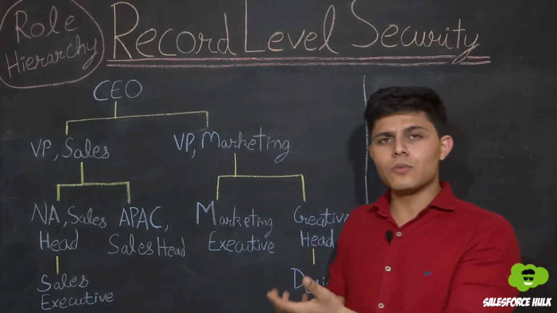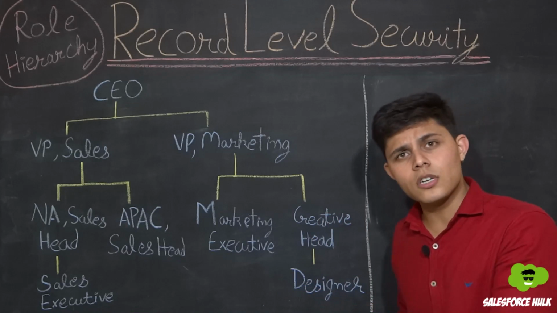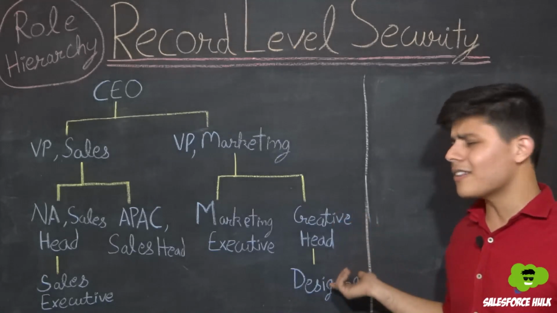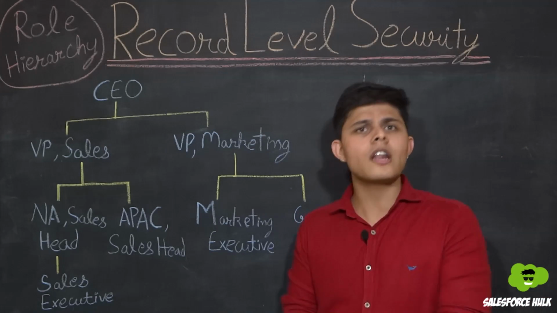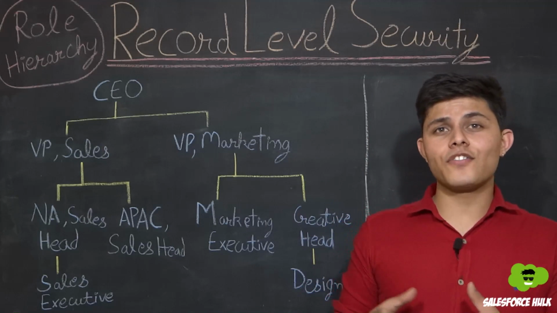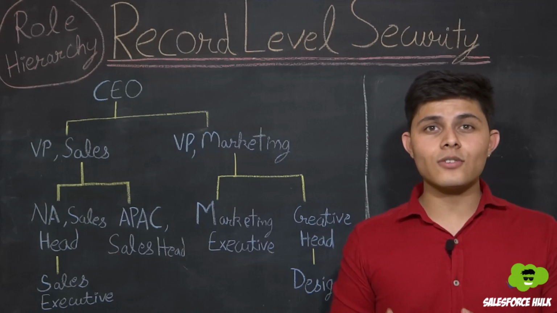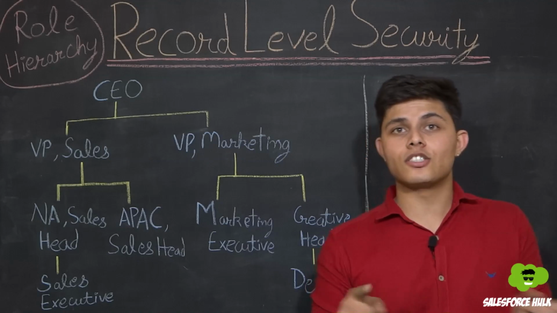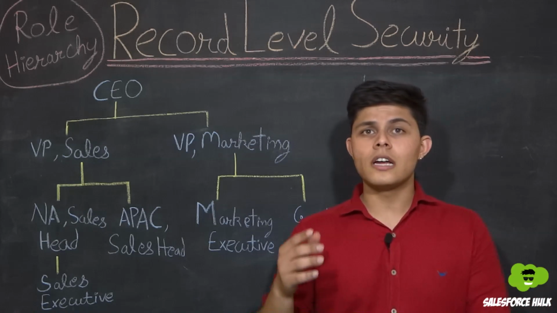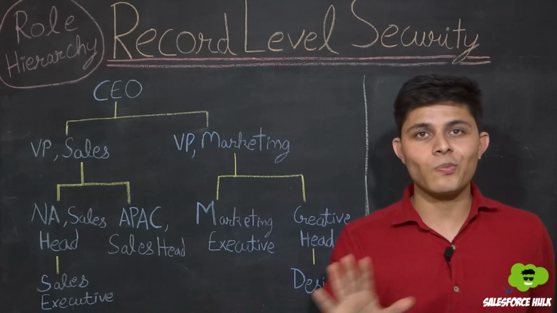And what I mean by shared with is, even if he's not the owner but he has access to view or edit that particular record, in that situation also the creative head will be able to edit and view that record. That's it. By the way, grant access using hierarchies is checked for all objects by default, and you can change it only for the custom objects, not for the standard objects. That means if you're using a standard object and you want to disable the role hierarchy, that's not possible.